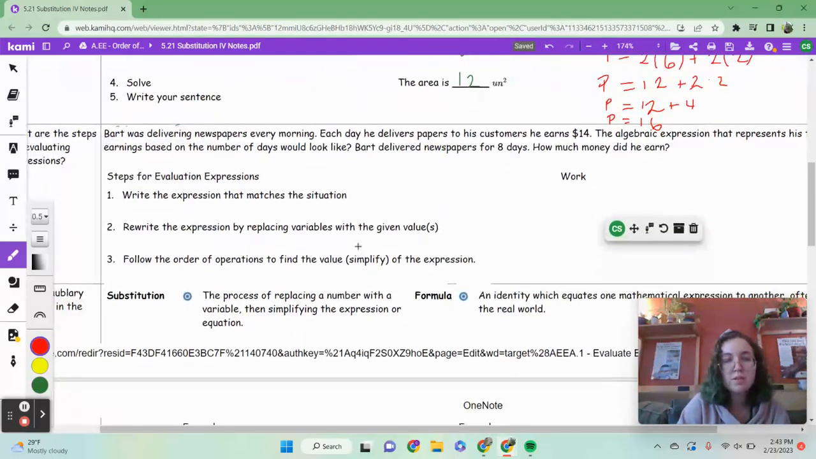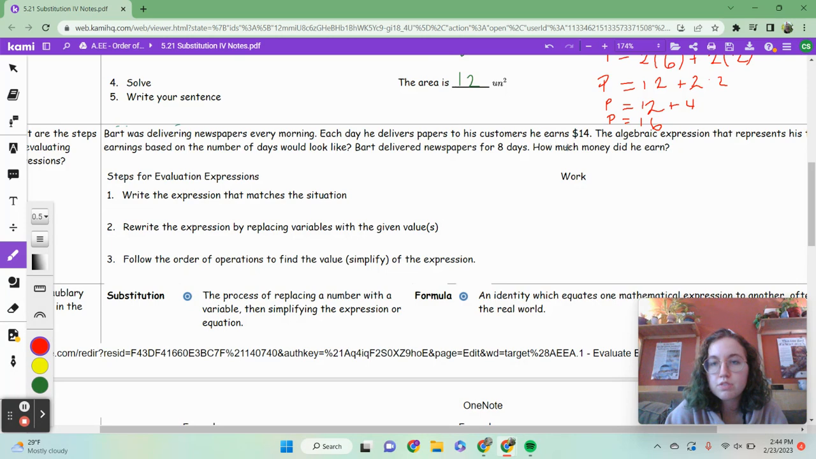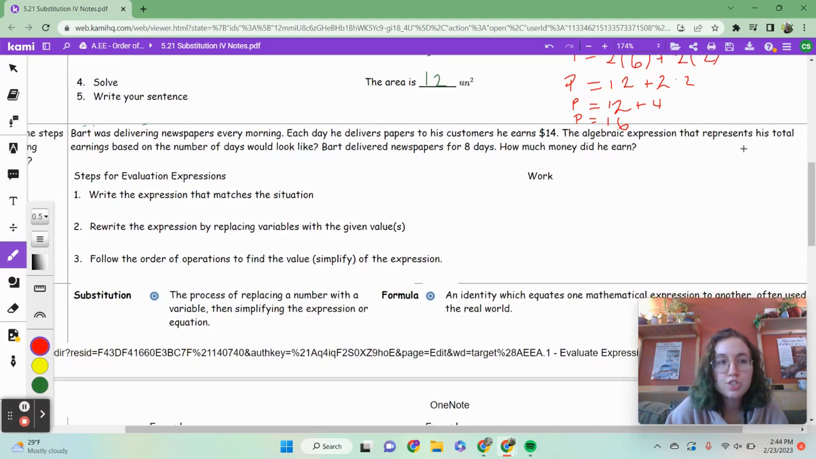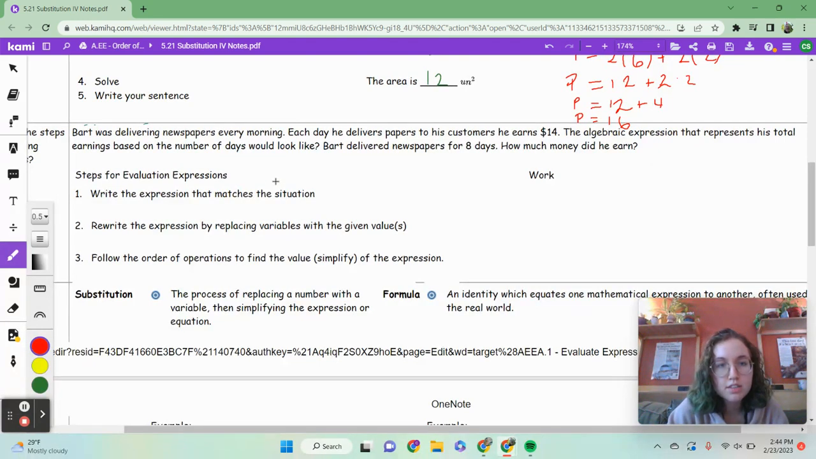So here's our last problem that we'll be working on. Bart was delivering newspapers every morning. Each day he delivers papers to his customers, he earns $14. What would the algebraic expression that represents his total earnings based on the number of days look like? Bart delivered newspapers for 8 days, so how much money did he earn?